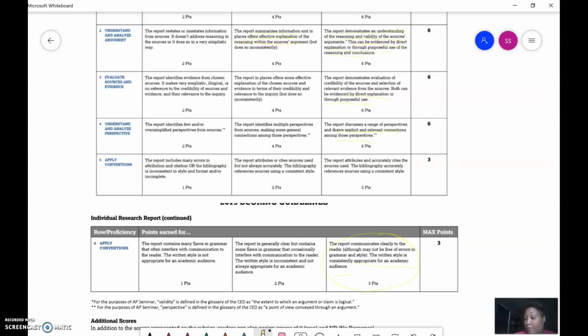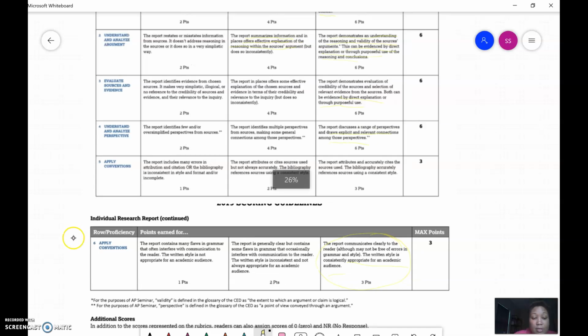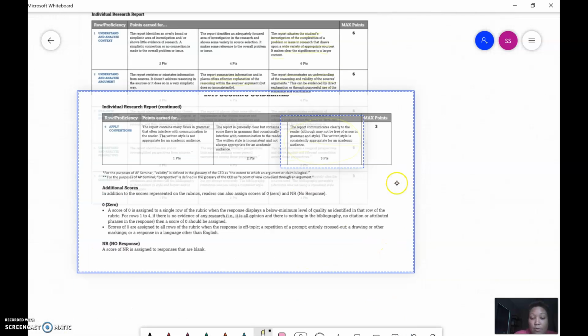This is not for your friends, this is not for family. It needs to be in academic style and format. So your word choice, your diction, and your syntax are important here. All right, so let's look at something that we need to reference.